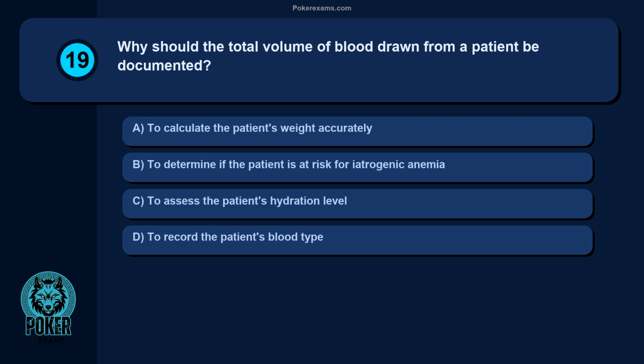Question 19. Why should the total volume of blood drawn from a patient be documented? To calculate the patient's weight accurately. To determine if the patient is at risk for iatrogenic anemia. To assess the patient's hydration level. To record the patient's blood type.